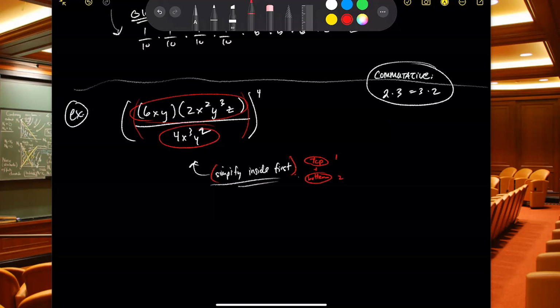So simplify the top. 6xy times 2x squared y cubed z, all over. We'll leave everything else by itself for now. What is that? Y squared.